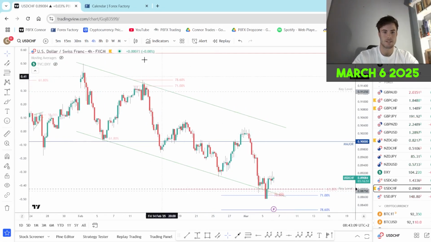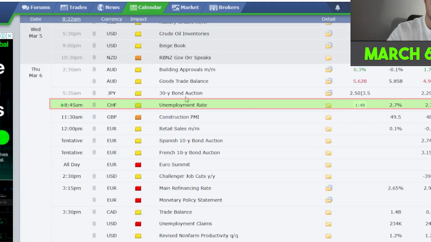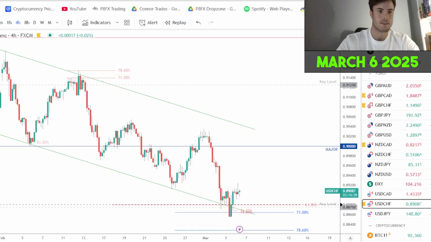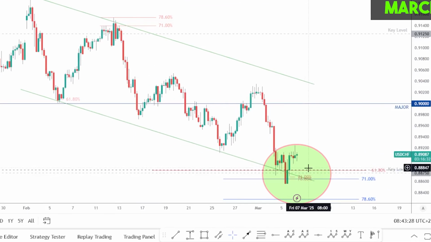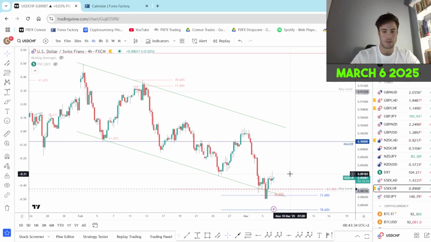Expectation stays the same, except this morning we have the Swiss franc unemployment rate at 8:45 South African time, in 1 minute and 40 seconds. So our expectation is for this to come out red, which in theory will push this pair up again. Let's see if we come down for an entry opportunity. If so, we might get involved. If not, then unfortunately we would have missed the entry. So let's see how that plays out.